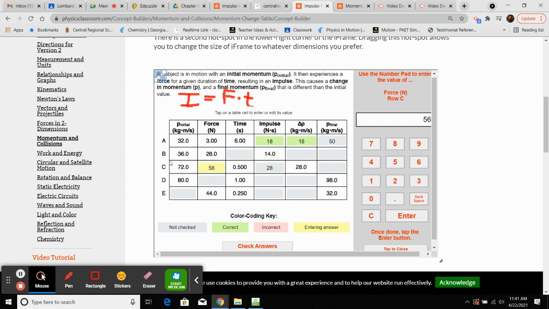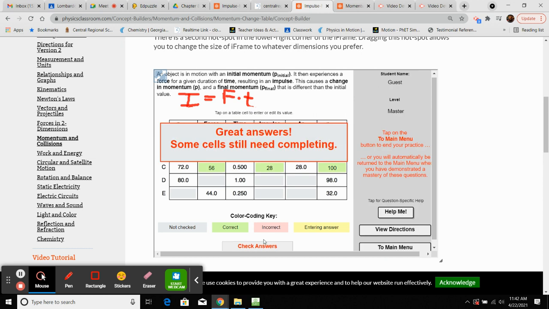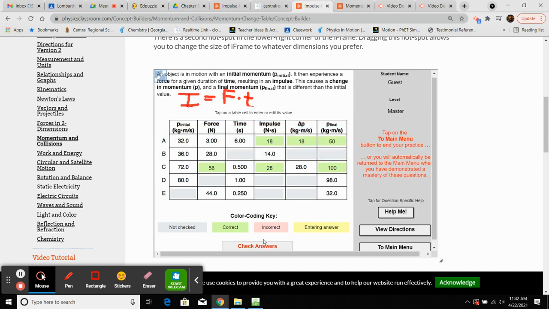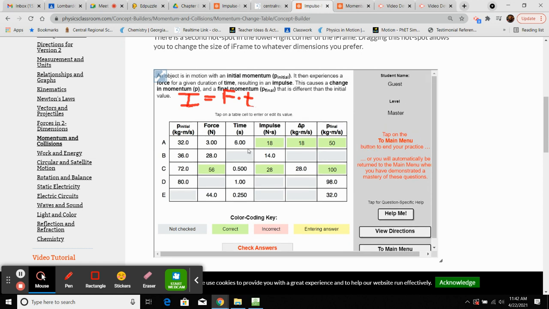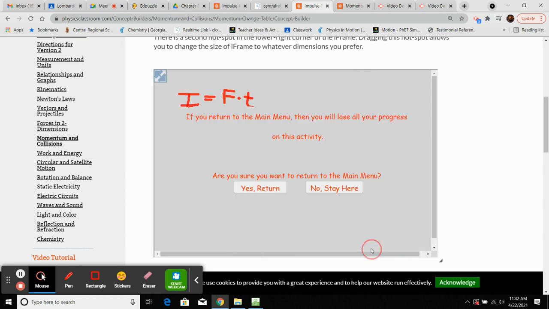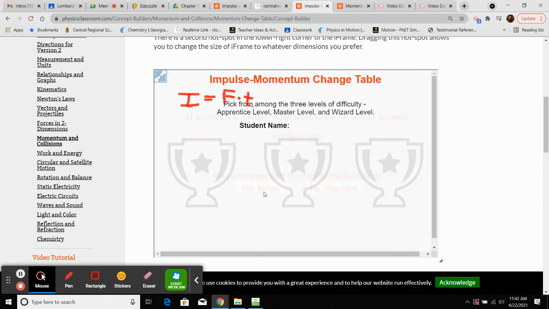Now, if my initial momentum was 72 and my change was 28, 72 plus 28 is going to give me a final momentum of 100. Now let's check that. They're all green. Hell yeah. Okay, so guys, I will post a link for this so you guys can practice. Let's just try the last, hardest one.